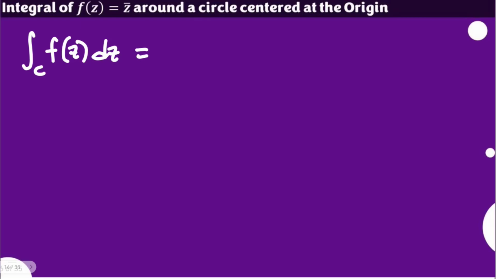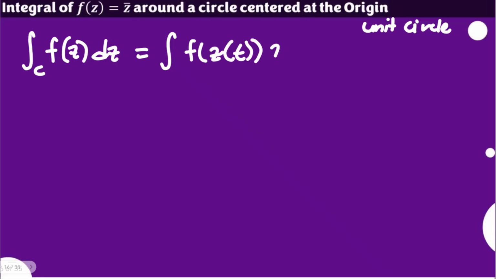By the way, let's call this a unit circle so that we will be guided that our circle is a unit circle centered at the origin. Now, we have here the integral of f of z of t times z prime of t dt from a to b. I tried to add this one so that we will be guided that our unit circle actually has a radius of 1.